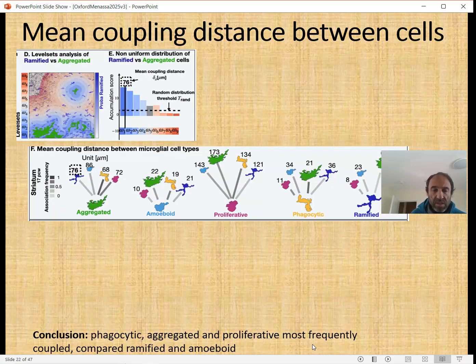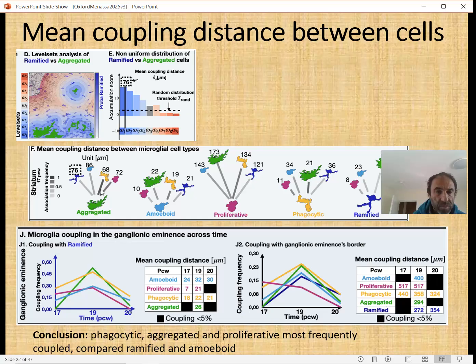So this was the mean distance, and you can fix a population and look at what is the mean distance with respect to the four others. So this is what we represented here in the form of a tree. And here you have these association frequencies. The closer you are to one, the more this association has been found in the statistics of the tissue. And you can obviously look at how this coupling frequency evolved with time. And again, how this mean coupling distance also changes in time.